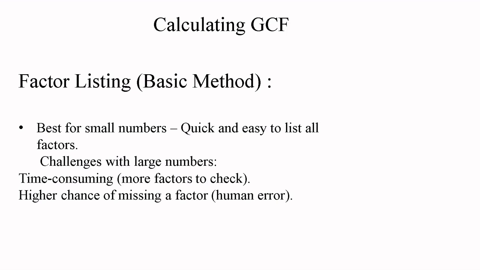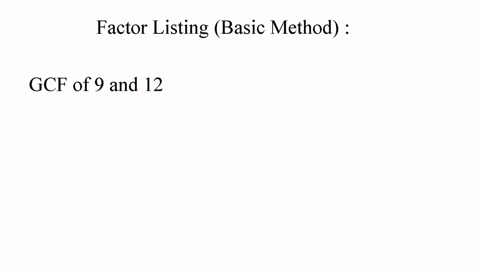What should we do? We must write all the factors of the two numbers. Then we must choose the greatest common factor between those two numbers. Okay, let's solve examples with each other and we are going to learn that through examples. I want to calculate the GCF of 9 and 12. So first, I must write factors of 9 and 12.